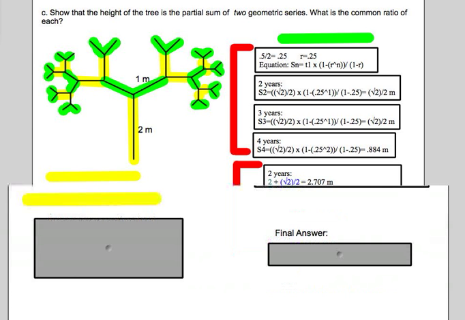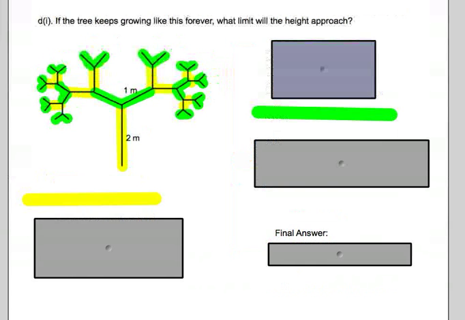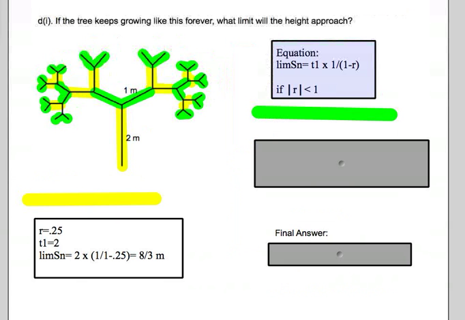If the tree keeps growing like this forever, what limit will the height approach? For problems with a limit, you need to use the equation for the sum of an infinite geometric series, which is listed right here. You must solve the limits of the yellow and green branches separately. For the yellow branches, r is still equal to 0.25 and t1 is equal to 2. Your answer is 8/3 meters.